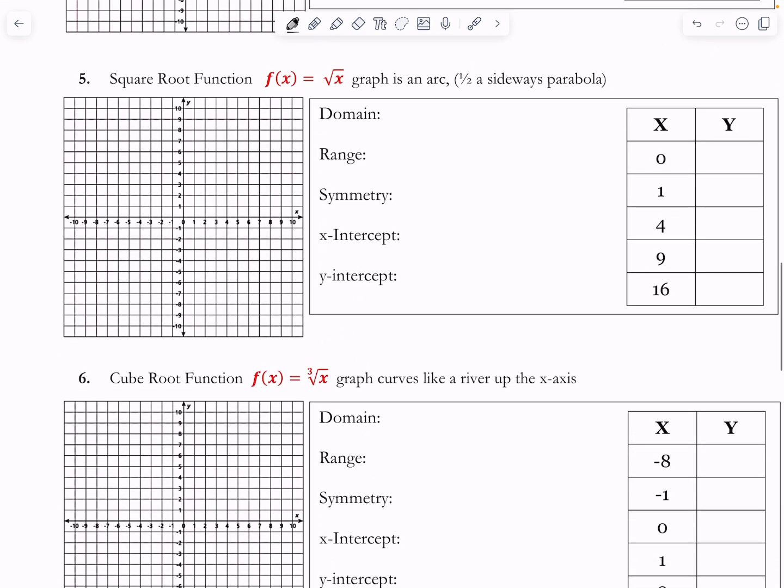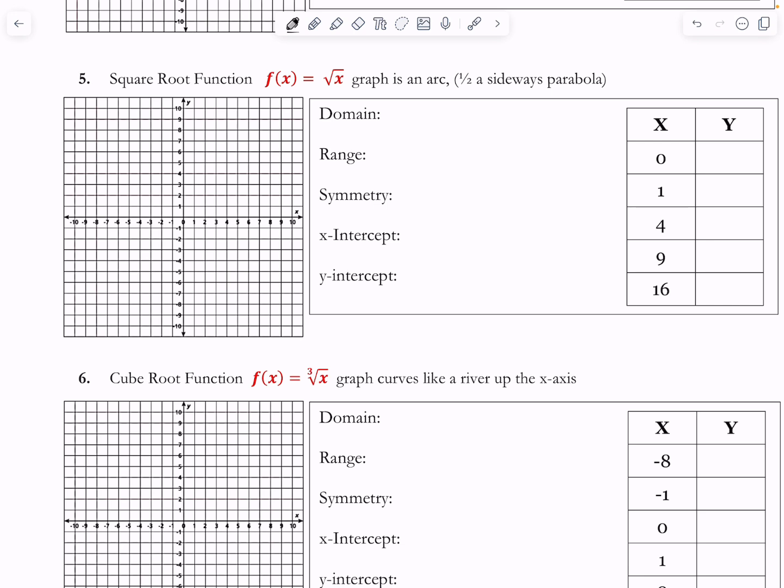Now this square root function, the square root operation is the inverse operation of squaring something. So this description is that the graph is like half of a sideways parabola, right? Ultimately, it would include the whole thing, and I would show you that in class. But if we include the whole parabola on its side, you'll see in class it's going to violate the vertical line test, so it would not be a function.